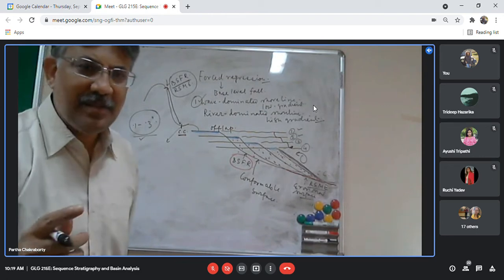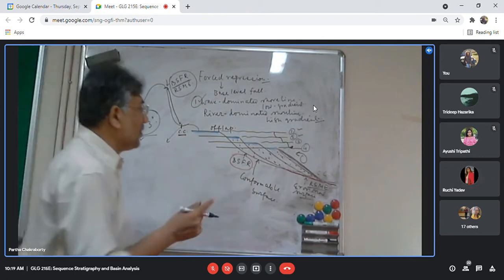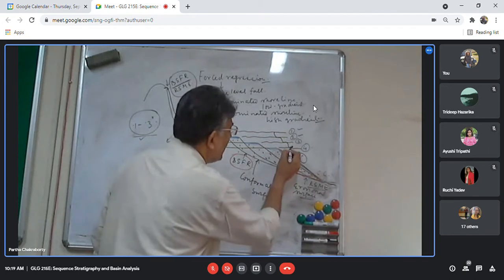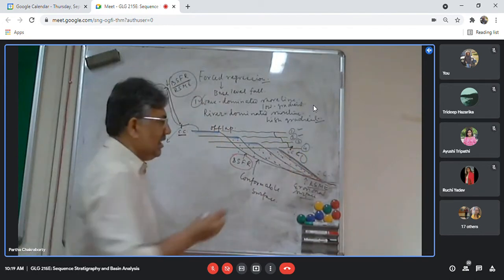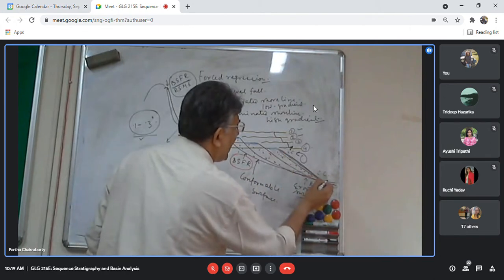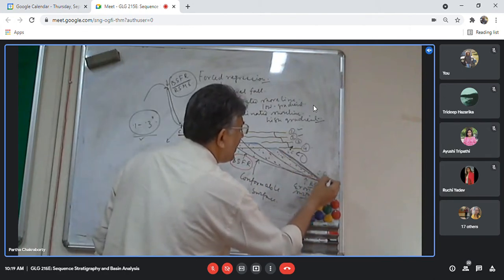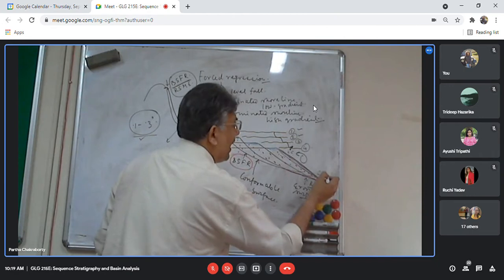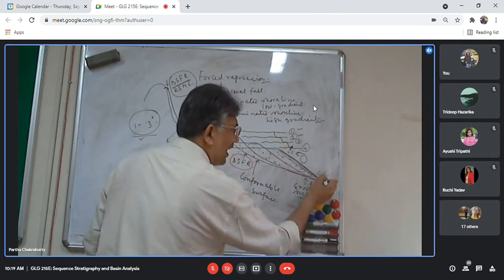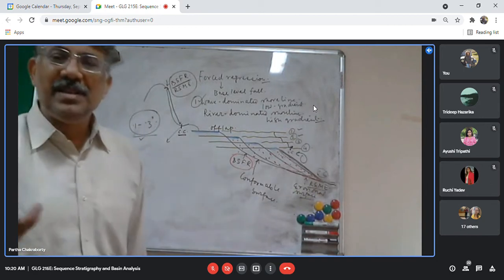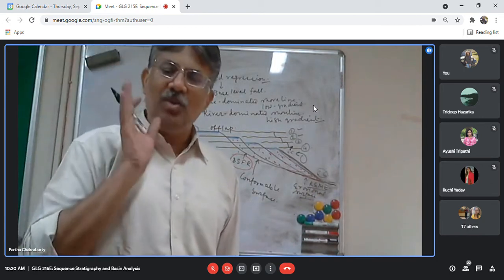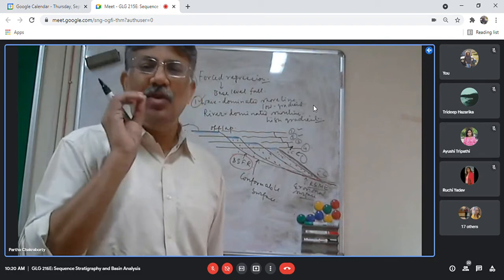Is it clear? What is the correlative conformity? This is the last surface. This is where you have the correlative conformity. Fine. So correlative conformity I will basically be identifying in the deep marine setting. In the marine setting, in the subtidal condition, you have the correlation. But the identification is not very easy. We'll discuss how we really identify and designate that.